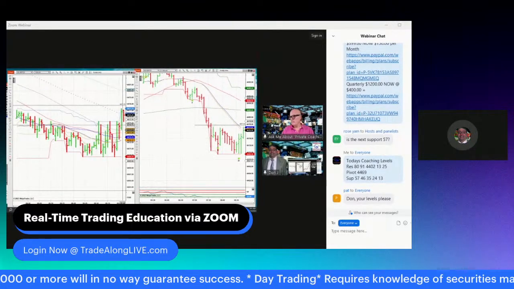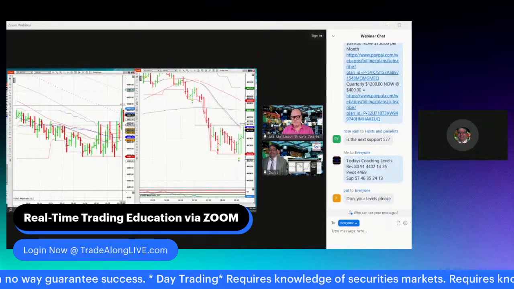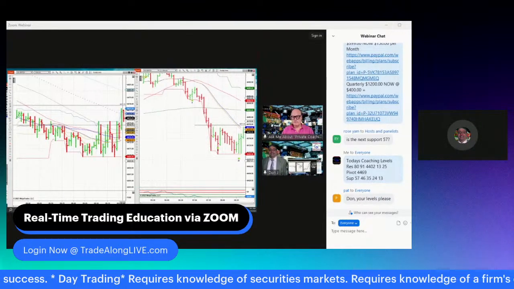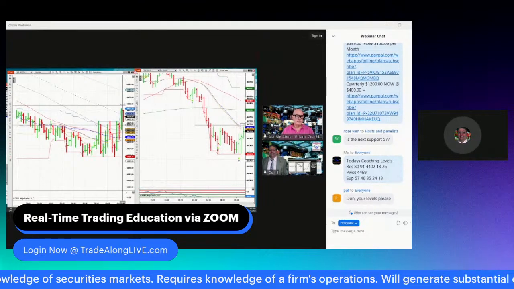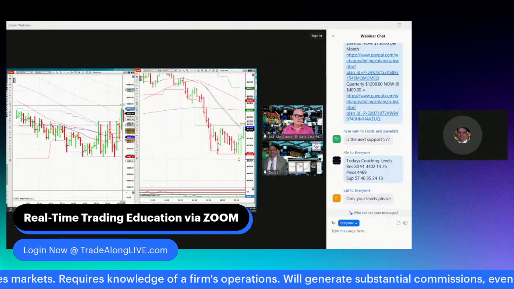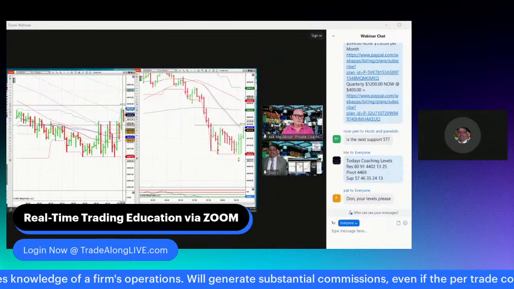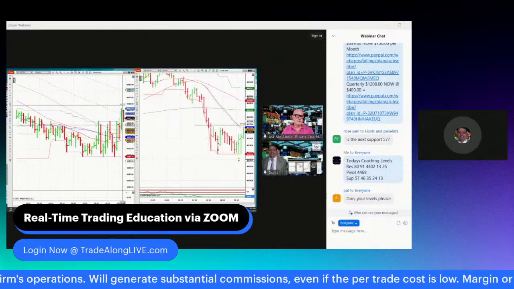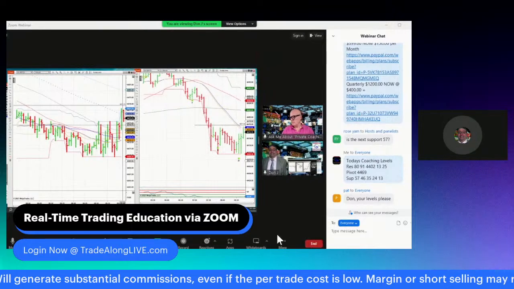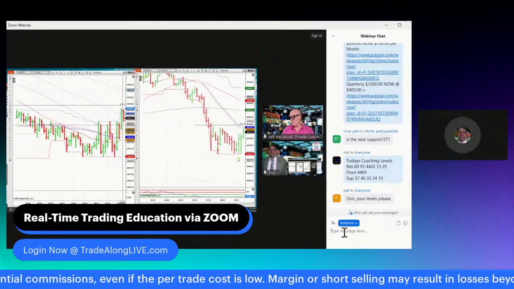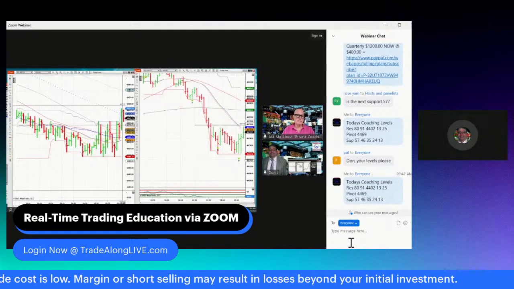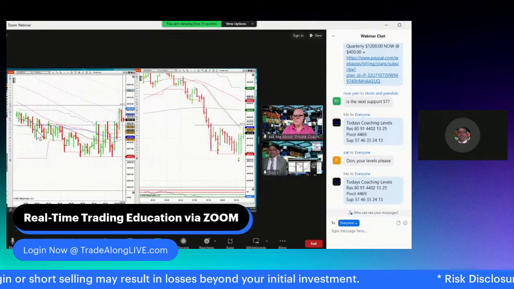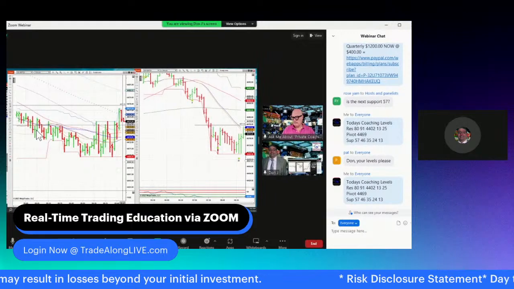Let me give you the levels again. Our pivot's going to be 44.69. We've got support at 57, 46, 35, 24, and 13. We have resistance up at 80, 91, 45.02, 13, and 25. And if you look in the chat, Brad stuck them in there for me. Appreciate it.